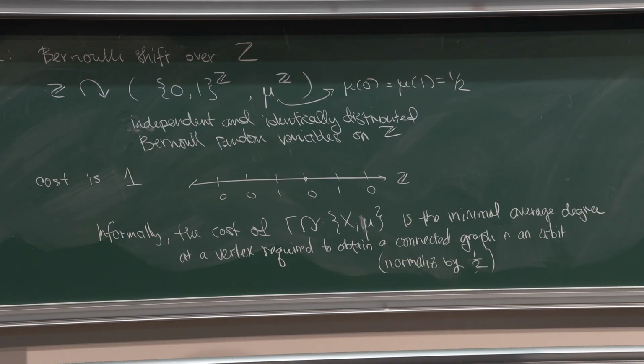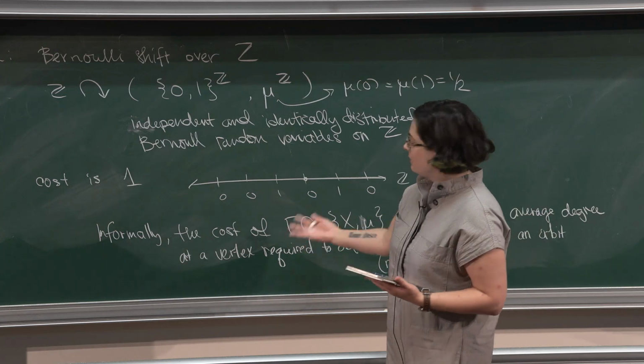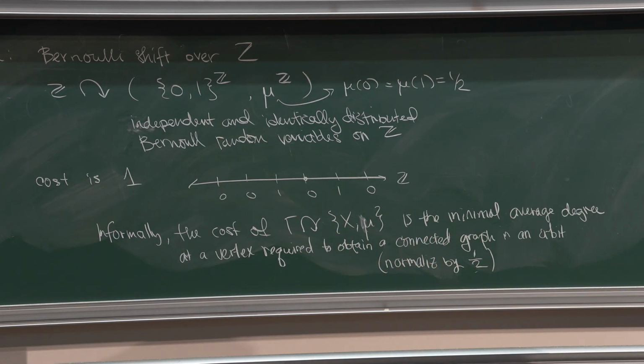So cost is something that's defined for equivalence relations in general? Cost is defined for an action of a group acting on a standard probability space, which induces an orbit equivalence relation.